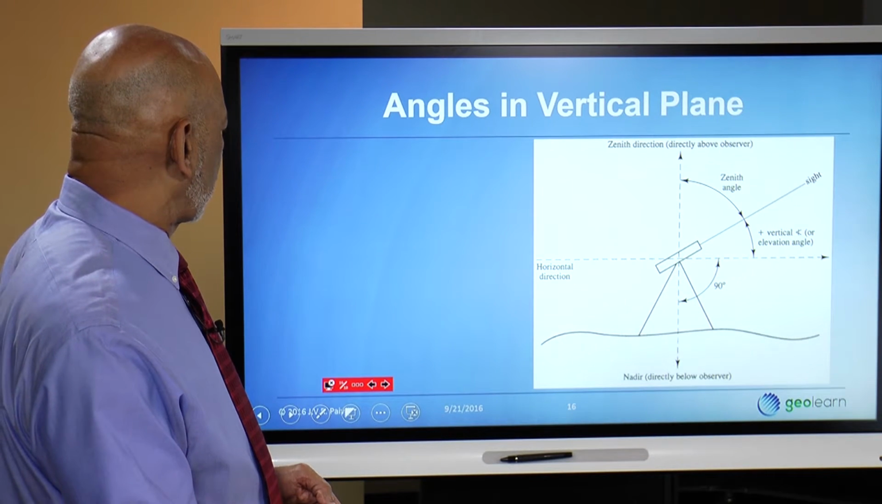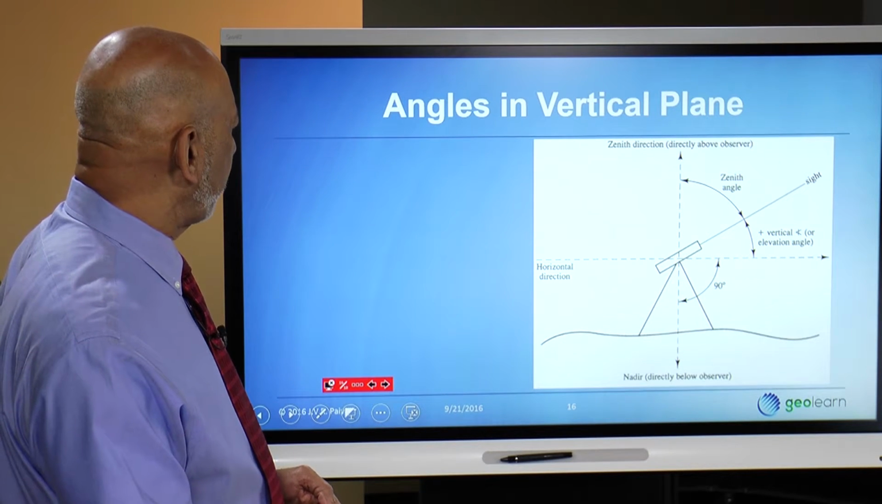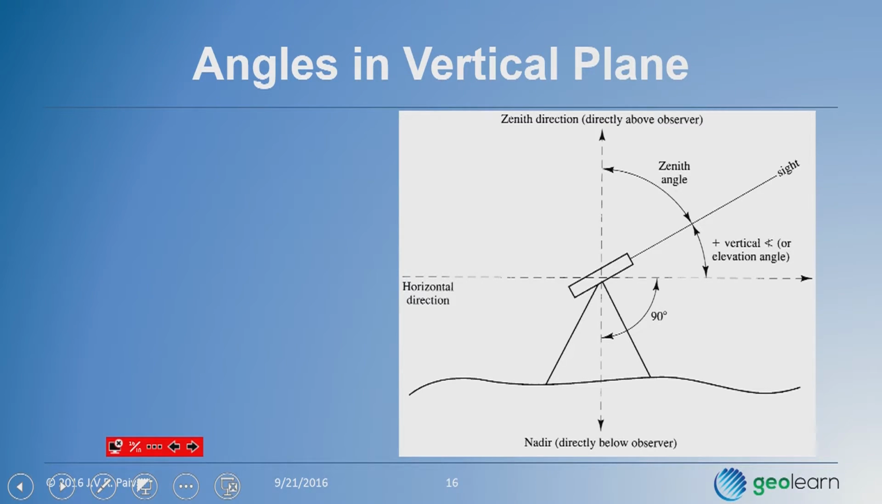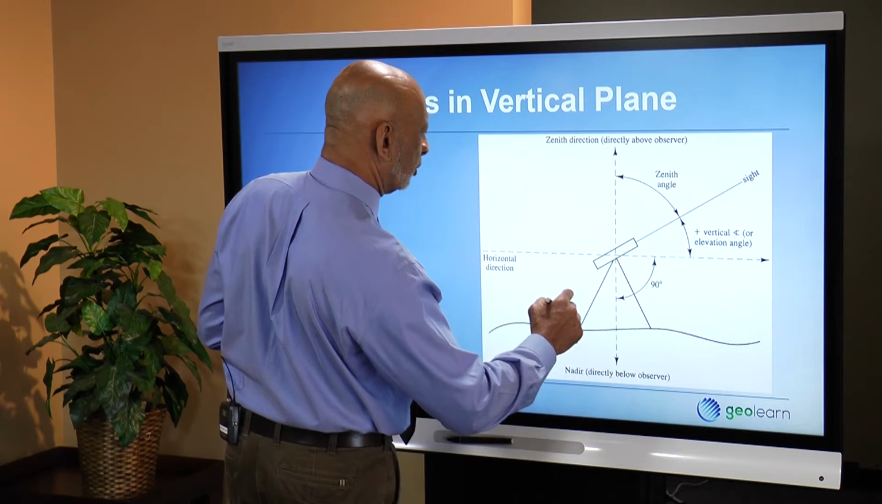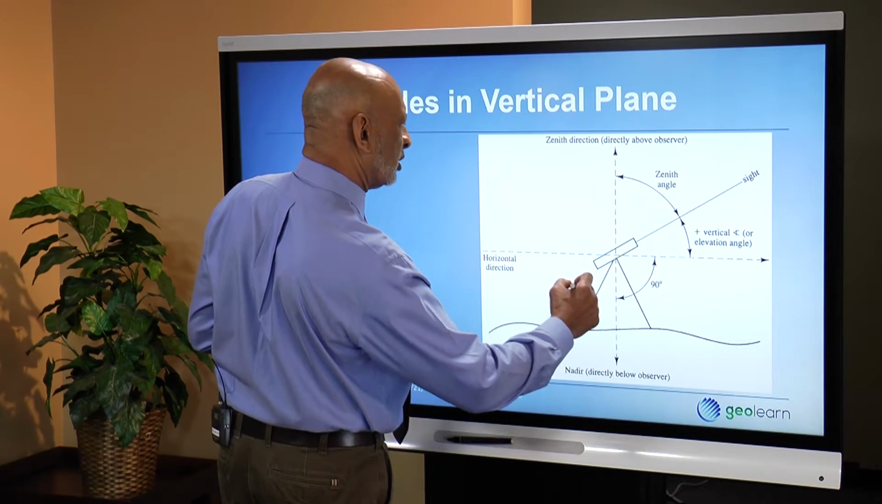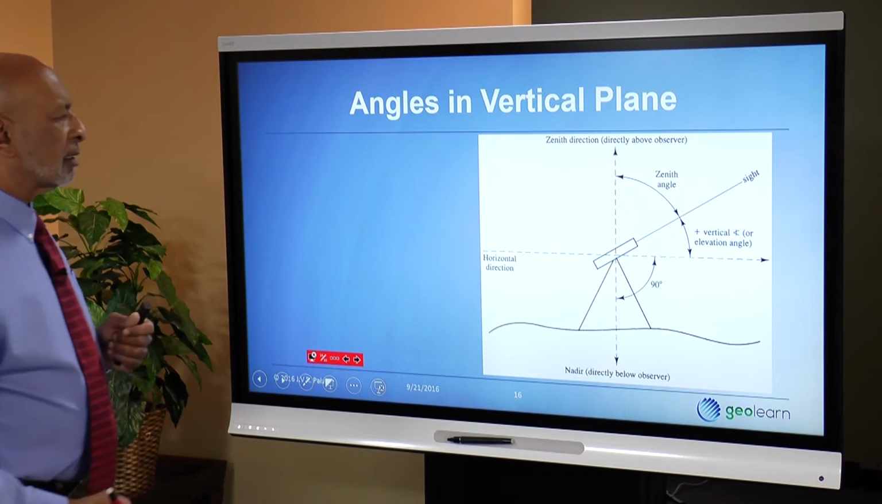And then to wrap this up, talk about a couple of things here. One is angles in the vertical plane. So far I've been concentrating on horizontal angles, but when you have the instrument set up, and this is a schematic of the instrument here, you see the tripod and the telescope, you see the horizontal direction, and then you have the inclined direction, which is your line of sight.